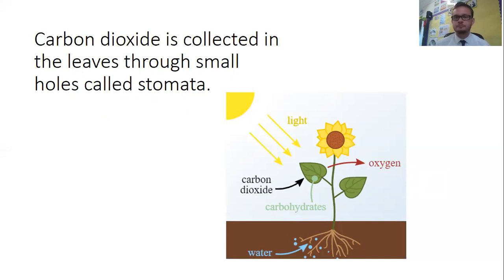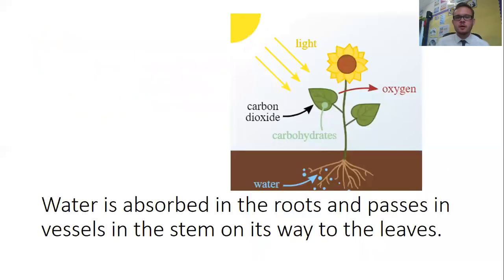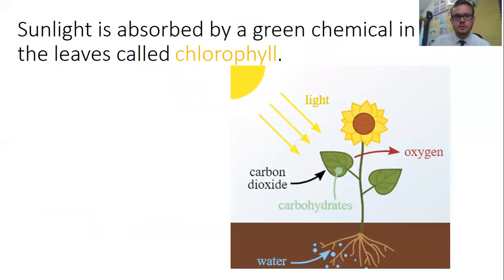That carbon dioxide goes into the leaves, and you may have remembered as well, oxygen goes in as part of it. But for this process, it needs carbon dioxide. What we breathe out goes into plants. Water, as we know from our previous lesson, is then absorbed into the roots and passes through vessels in the stems, which are called xylems, well done, on its way to the leaves. The sunlight is then absorbed by a green chemical inside the leaves, hence why the leaves are colored green, and that's called chlorophyll.